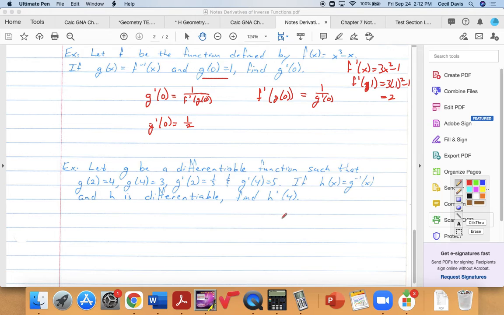And now you can really get messed up. Okay? I sort of prefer, because you're kind of used to this order, to go, okay, I'm going to put 1 over h prime at 4. Then this is going to be g prime of h of 4.